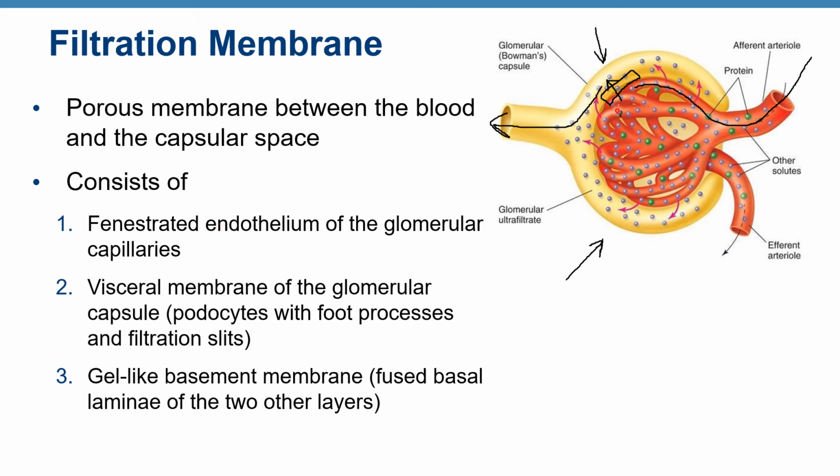Because these blood vessels, right, they have walls. And because those are capillaries, the cells that make these walls are called endothelium. It's simple squamous epithelial cells. So that will be this endothelium of the capillaries. Then it will be the visceral membrane of the glomerular capsule. That's the membrane over here. And between them, we will have the basement membrane. It's a fused basal lamina of the two other layers. On the next slide, we can see it better.